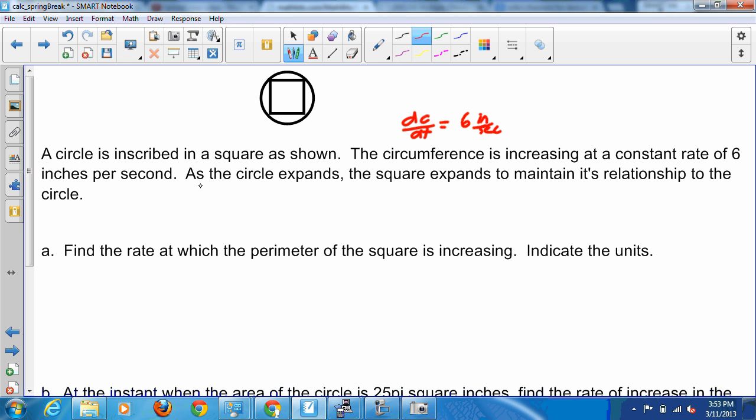And it's telling us that as the circle expands, the square also expands to maintain the relationship to the circle. So they want us to find the rate at which the perimeter of the square is increasing. So the perimeter, dP/dt. So we have to find an equation for the perimeter of the square. Well, it's inscribed inside of here.